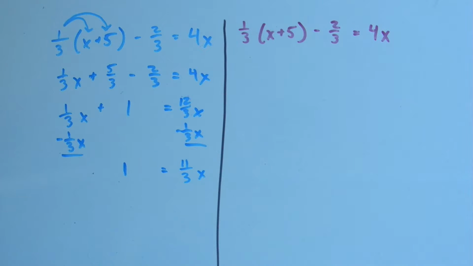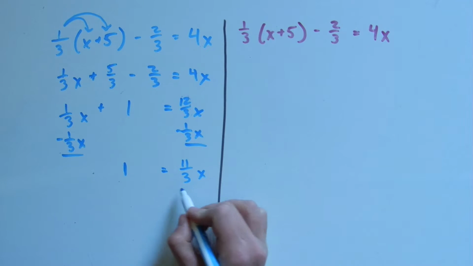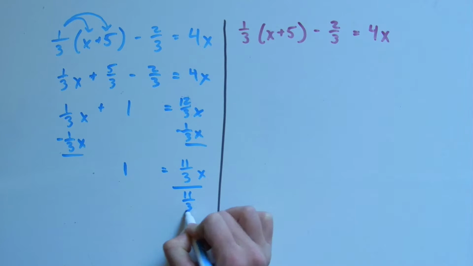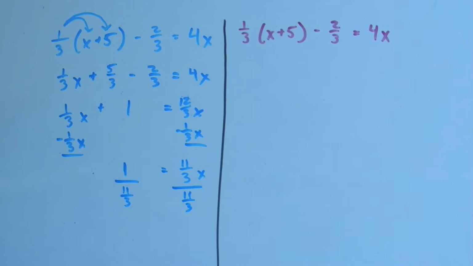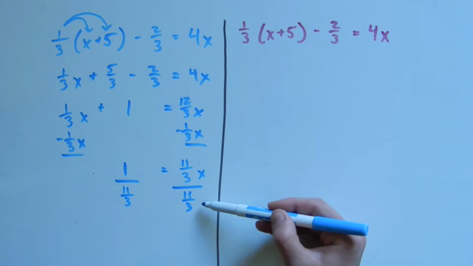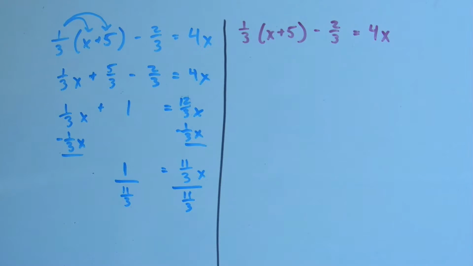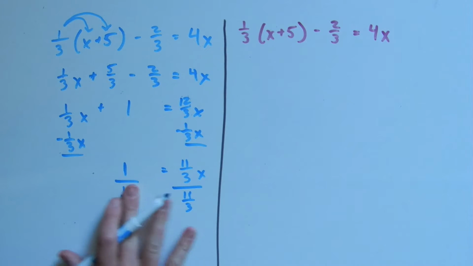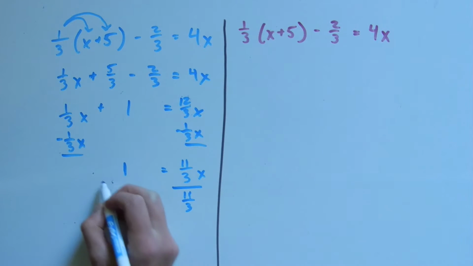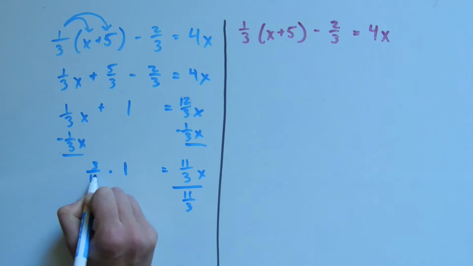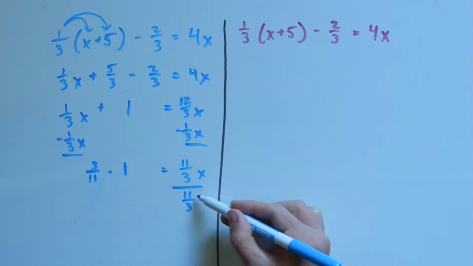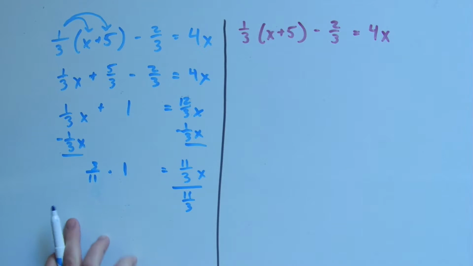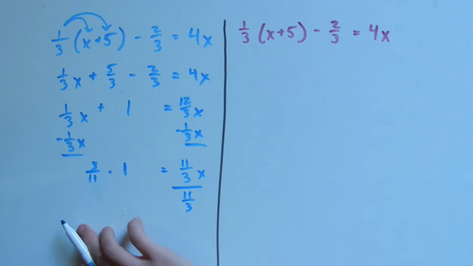Our last and final step would be to divide by 11/3 on both sides to get x by itself. So dividing by 11/3, when you're dividing by a fraction, a simpler way to think of it is as multiplying by the reciprocal. So when you divide by 11/3, you're really multiplying by 3 over 11. So dividing by 11/3 is the same thing as multiplying by 3 over 11. So flipping that fraction.